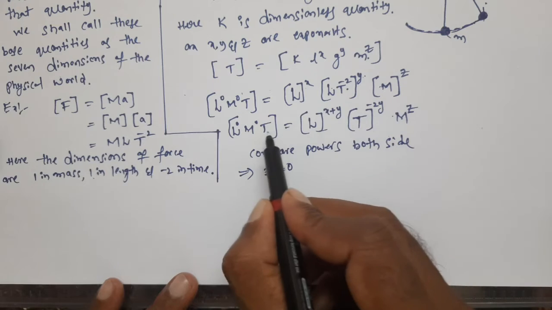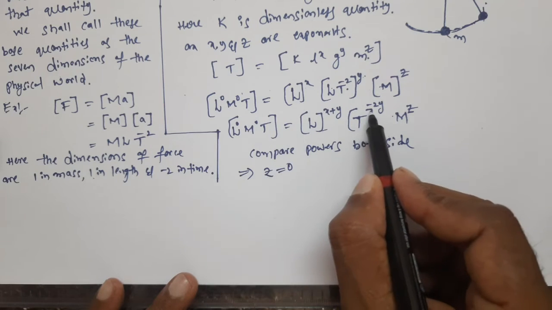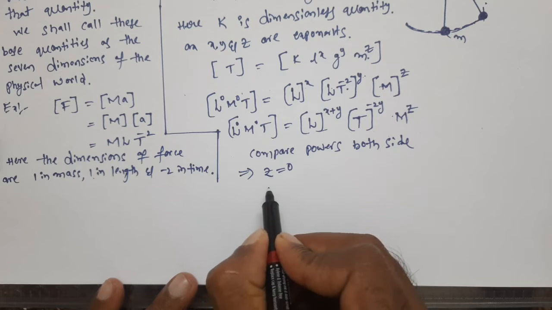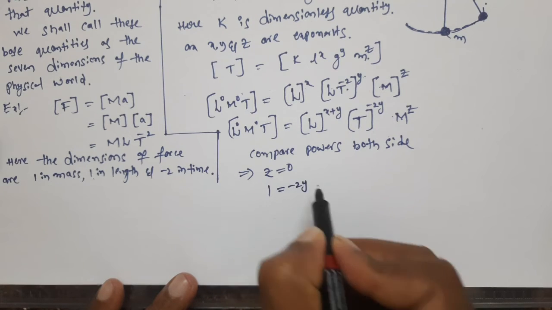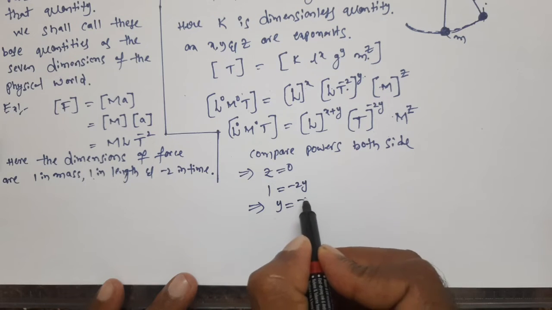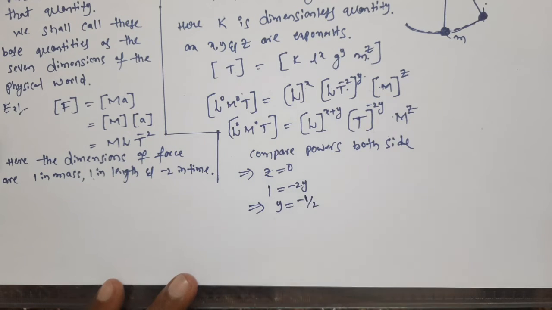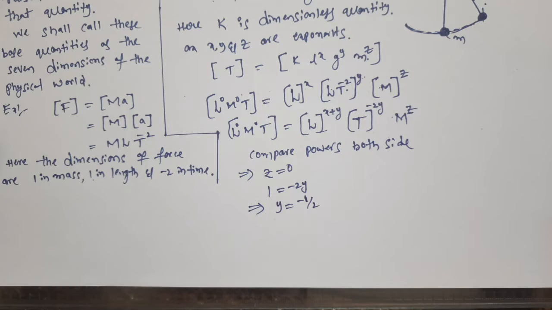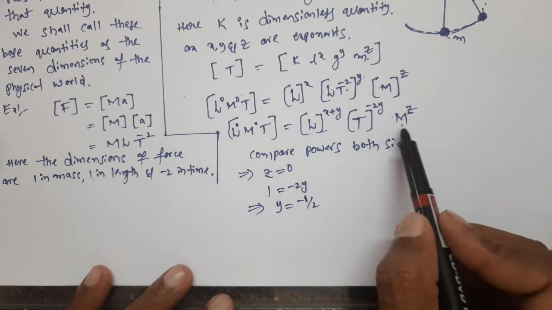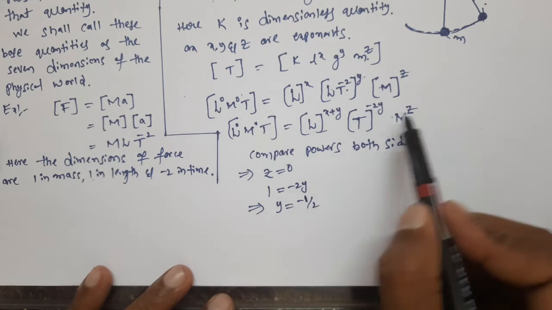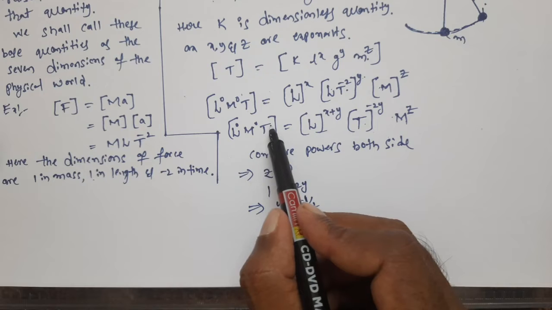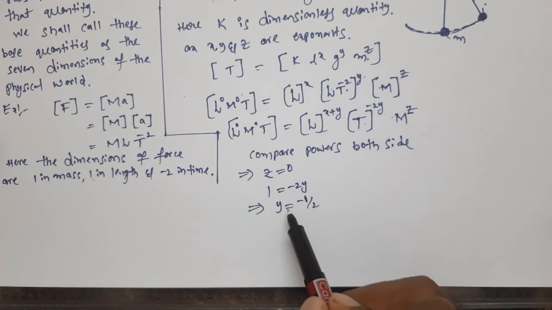Then we have T power 1 is there and T power minus 2y is there. So this side, what do we get, guys? 1 is equal to minus 2y. So from this equation, Y is equal to minus half. Instead of comparing L power first, I am comparing M power first, because we have 0 and 0 here, z here. Directly we get z value. And then I am comparing T power, because here we have 1 and here we have minus 2y, and directly we will get y value.